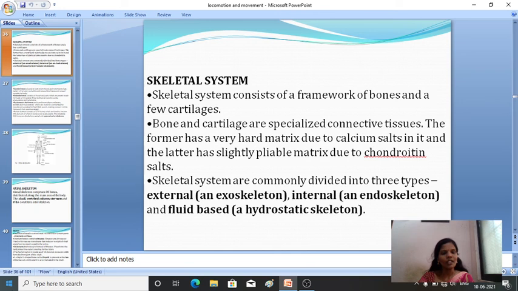Next comes a very important part of this chapter, that is the skeletal muscle. Okay, skeletal system, it consists of framework of bones and a few cartilage.